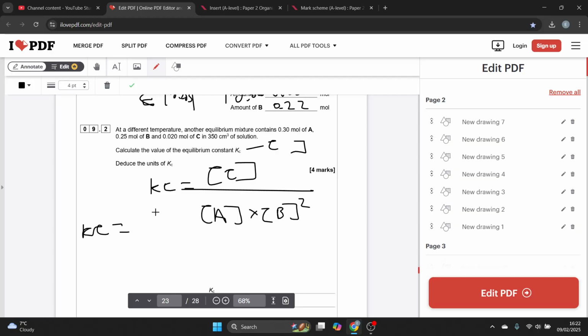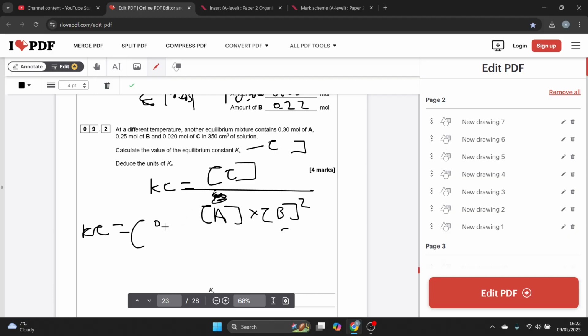Kc equals, now in this case the volumes will cancel out. There was a past paper question a couple of videos ago, I did all these videos on paper 2 today, that was like calculate the concentration of something, and I got Kc there, and I assumed volumes cancel out, but in reality they don't because the Kc was next to the concentrations. In this case the volumes will cancel out, but I'll just show it anyway.